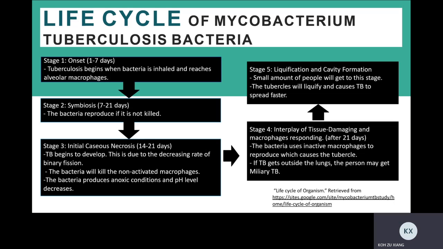In stage 5, the tubercles will liquefy, which causes the bronchi walls to become necrotic and rupture, causing a faster spread of TB into other parts of the body.